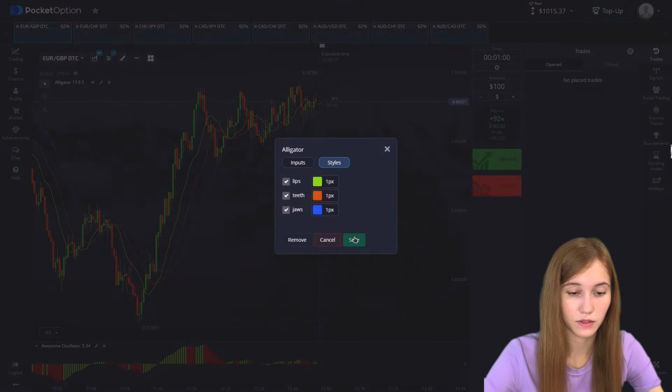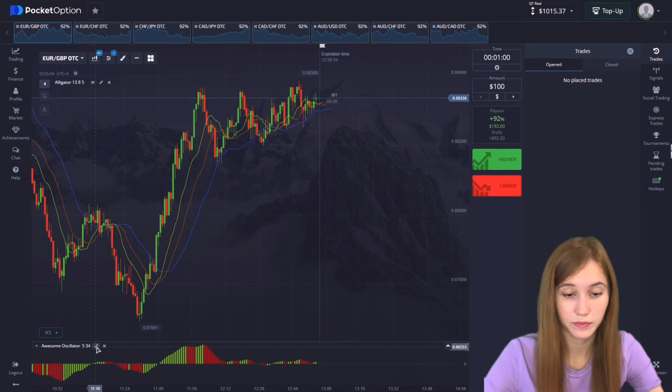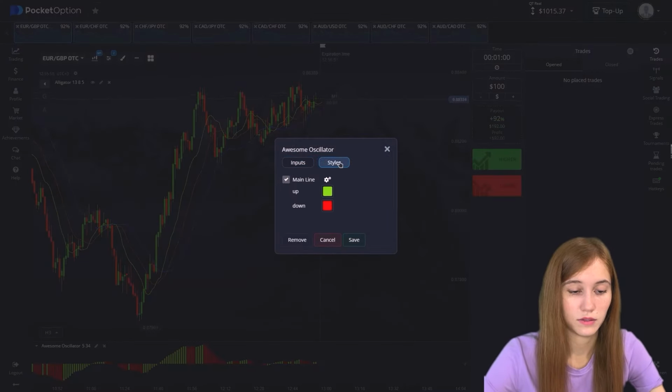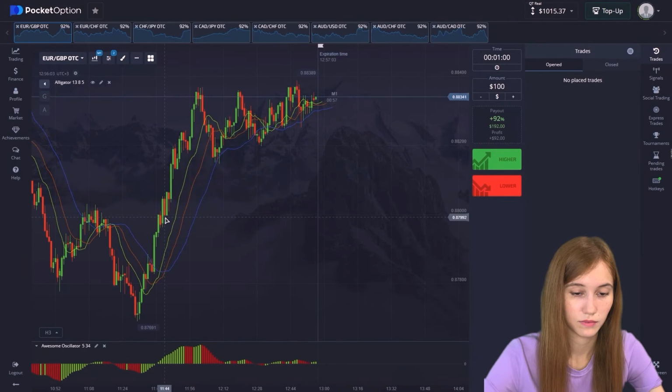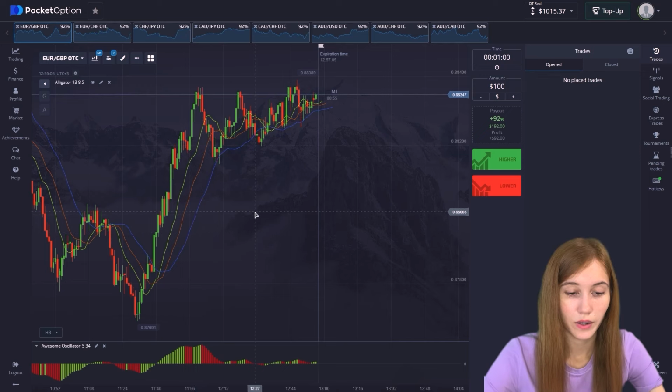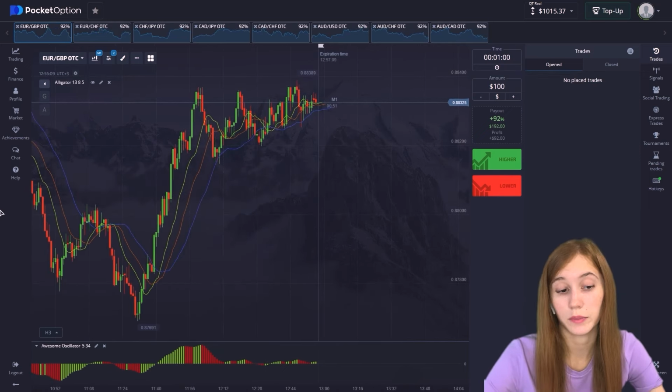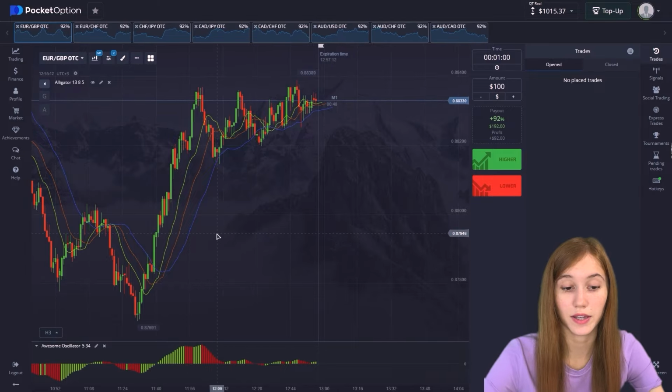Indicator, 2 indicators, alligator, its parameters. And the second also these indicators are simple and can be easily used, especially together in one.